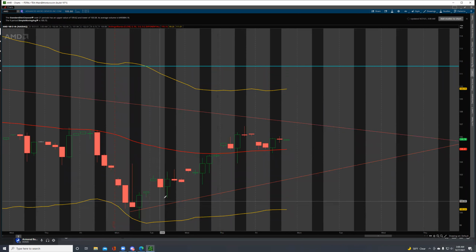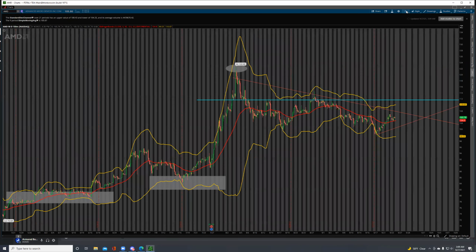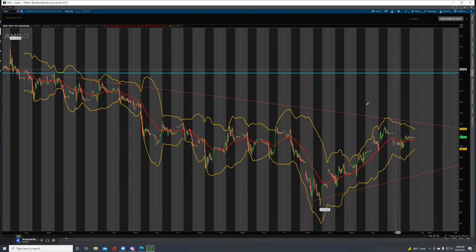And you can see these signals happening. So this looks like a nice big move up that's potentially coming in here. Let's hit that 19-minute and see where we are.